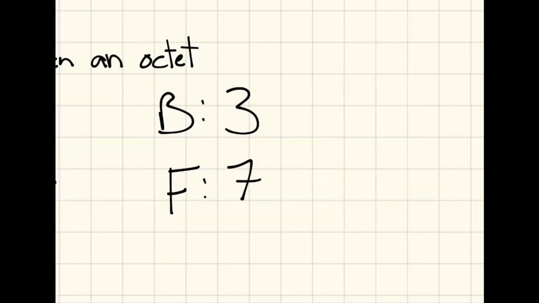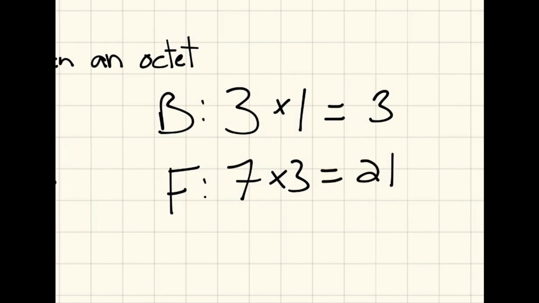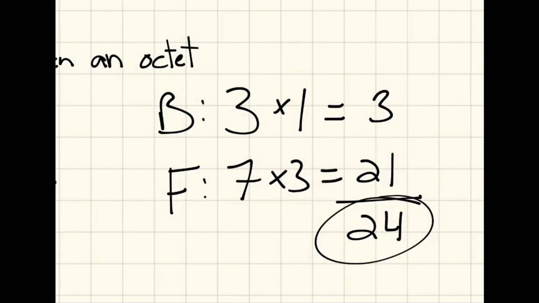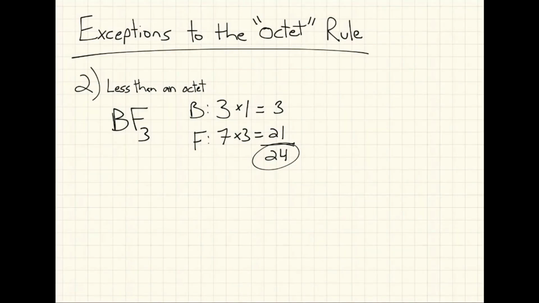But let's not forget that I've only got 1 boron atom, but I have 3 fluorine atoms. So this gives me a subtotal of 3 for boron, but a subtotal of 21 for fluorine, giving me a grand total of 24 electrons that I have to place in this particular Lewis structure, if you will. So let's do that.